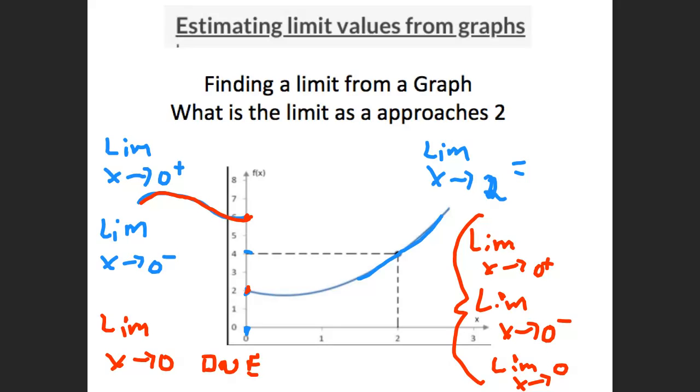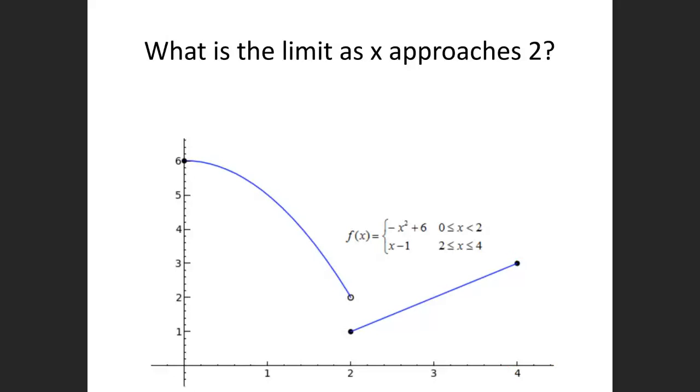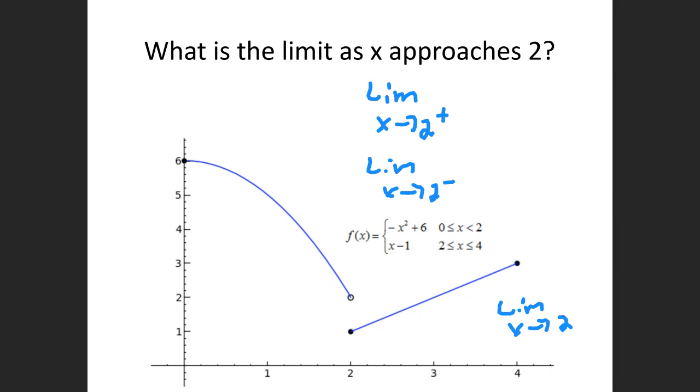So tables are very easy to figure out what the limit is, and a graph is also pretty easy. I think it's easier to find the limit of a graph. So in this problem, I'm asking what is the limit as x approaches 2. I'm going to ask a couple of questions on this problem. What is the limit as x approaches 2 from the right? What is the limit as x approaches 2 from the left? And what is the limit as x approaches 2? Okay, so in this problem, what is the limit as x approaches 2 from the right-hand side?